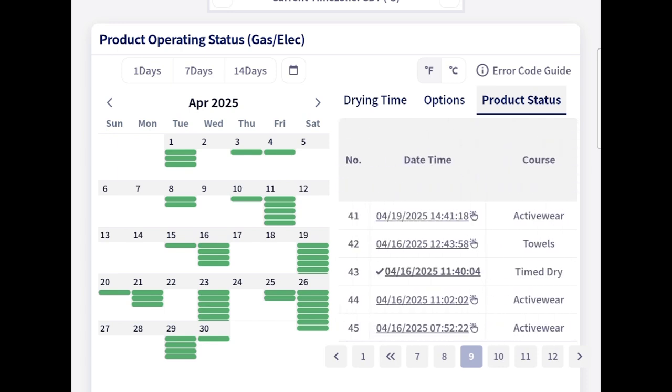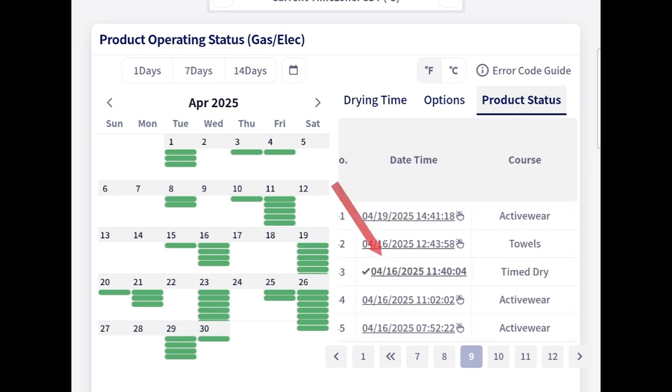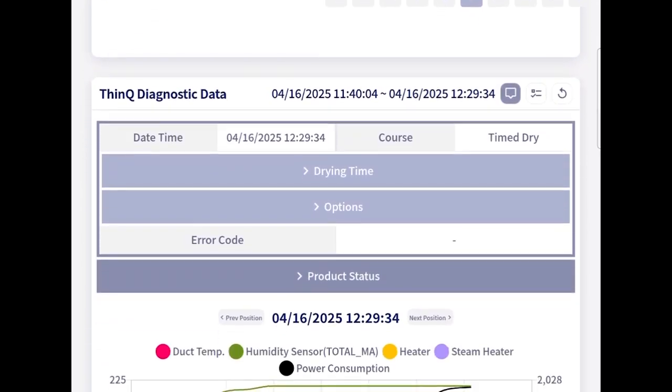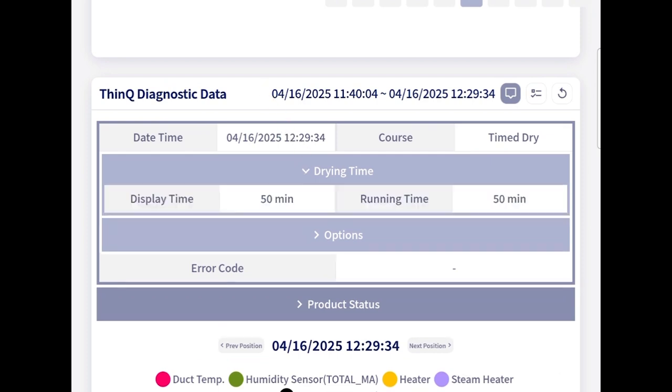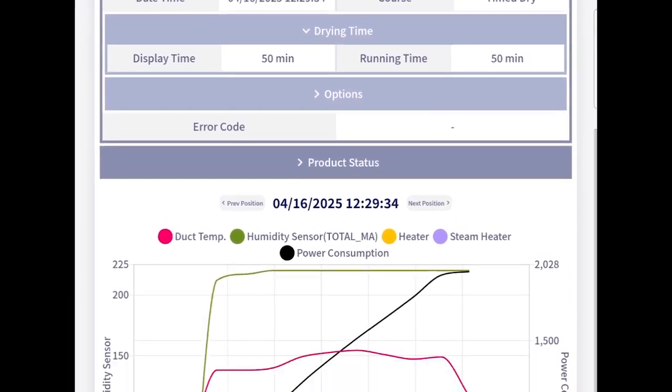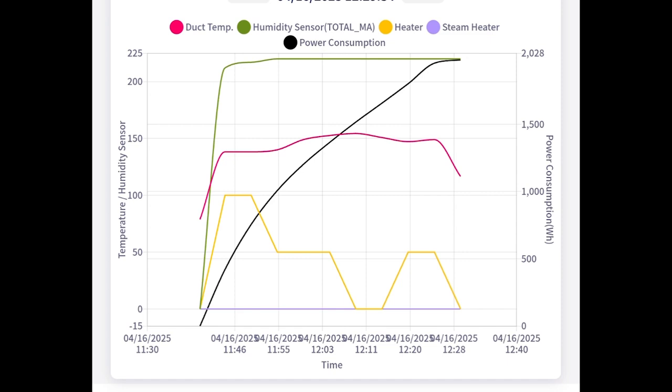If we go over and select, which I'll just leave 416 selected, and scroll down, you can look under your drying time tab, and here, since it was a time dry, they selected 50 minutes, and I see that it ran for the whole 50 minutes. No error codes were displayed during this particular cycle. On our chart at the bottom, the information that we can see here will start with our duct temperature.